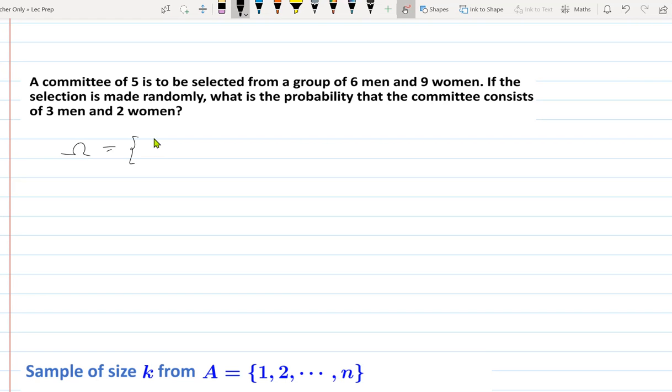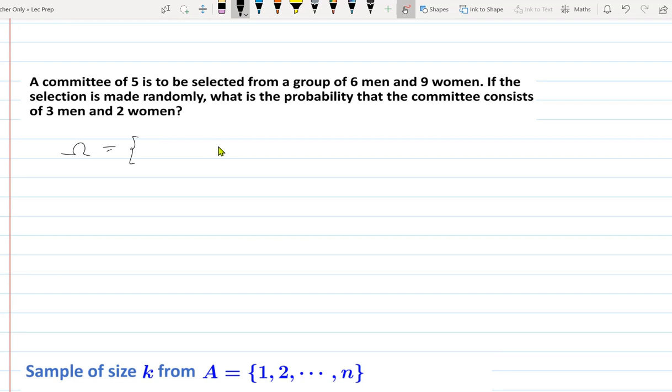So 15C5. You are saying it's the size of the sample space. The sample space will be the different combinations of men and women that make up a total of 5 members in a group. We can have 1 man and 4 women, and there will be other similar combinations as well. So the sample space would be the different sets of 5 elements.